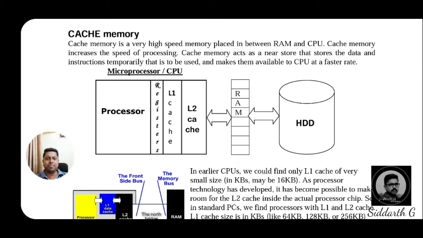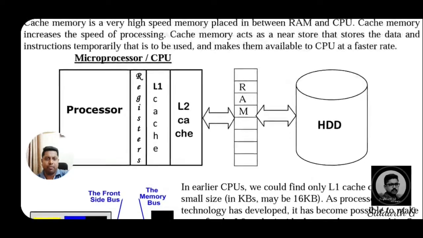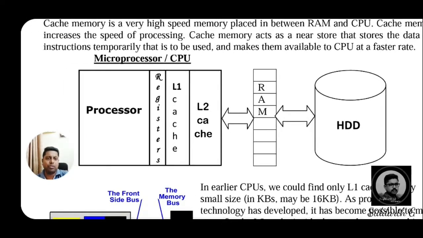If you observe the diagram of the cache memory, in between the RAM and the CPU this cache memory will be located. Processor, registers, L1, L2 and RAM and hard disk drive. So this is a pictorial representation. We have one more diagram. In your textbook this same diagram may look different, but it is the same diagram, we are just mentioning the names.